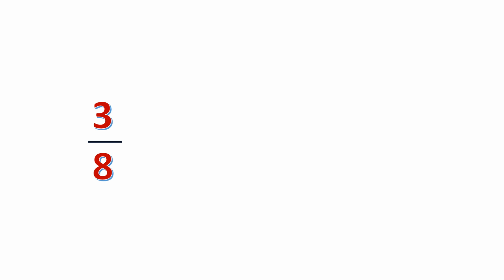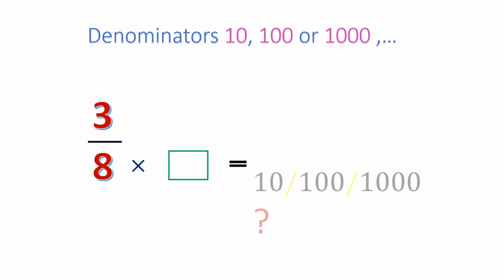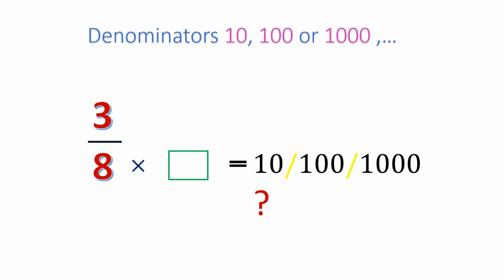Now, how about you try this question? What number would you multiply to 3 by 8, which would give the denominator as 10, 100 or 1000? Exactly. You won't be able to multiply any number to get these answers. This question might not be done in the multiplication method but in the division method. To learn about the division method, you can find the link in the description.